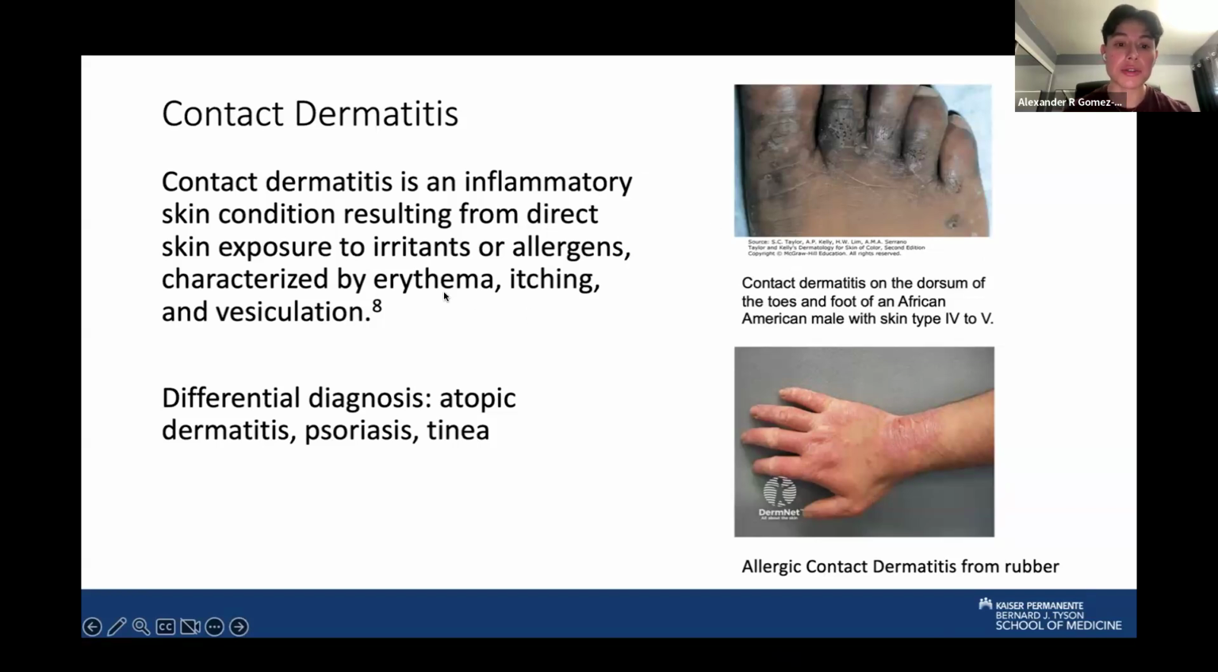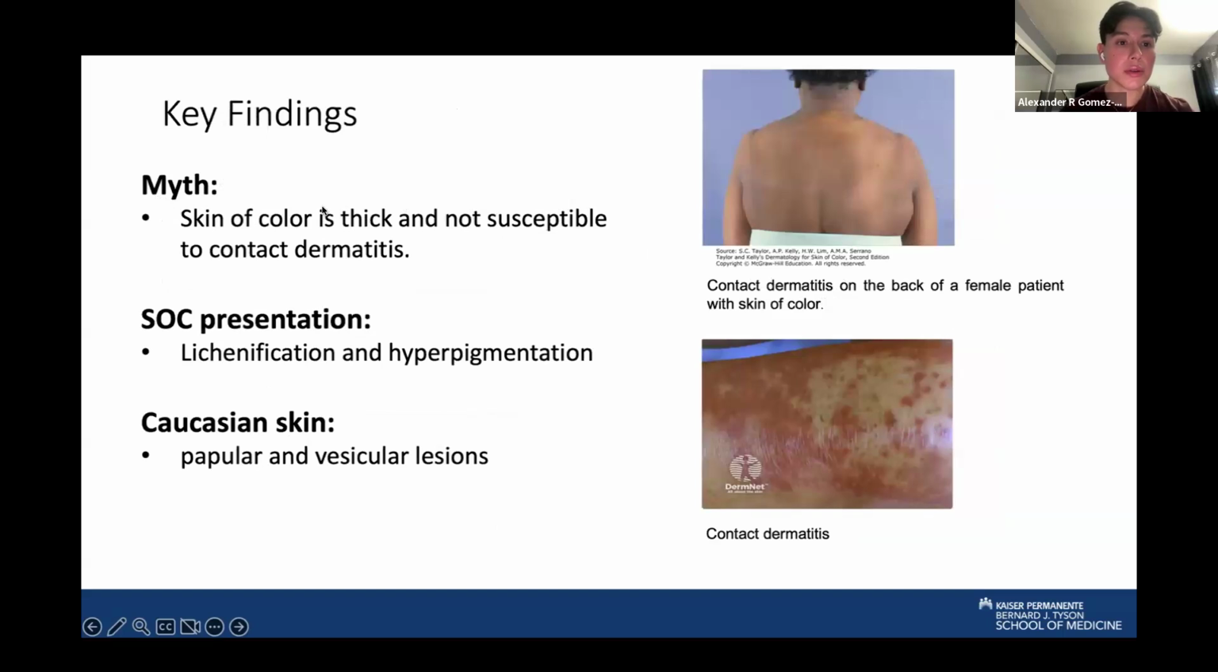And so differentials to consider are things like atopic dermatitis, which is otherwise known as eczema, and then psoriasis and tinea, which is a fungal infection. And historically, in the past, it was thought that people with skin of color had thicker skin, and so they were less susceptible to irritants and to the potential of inflammation. And this is something that I referenced in the beginning.